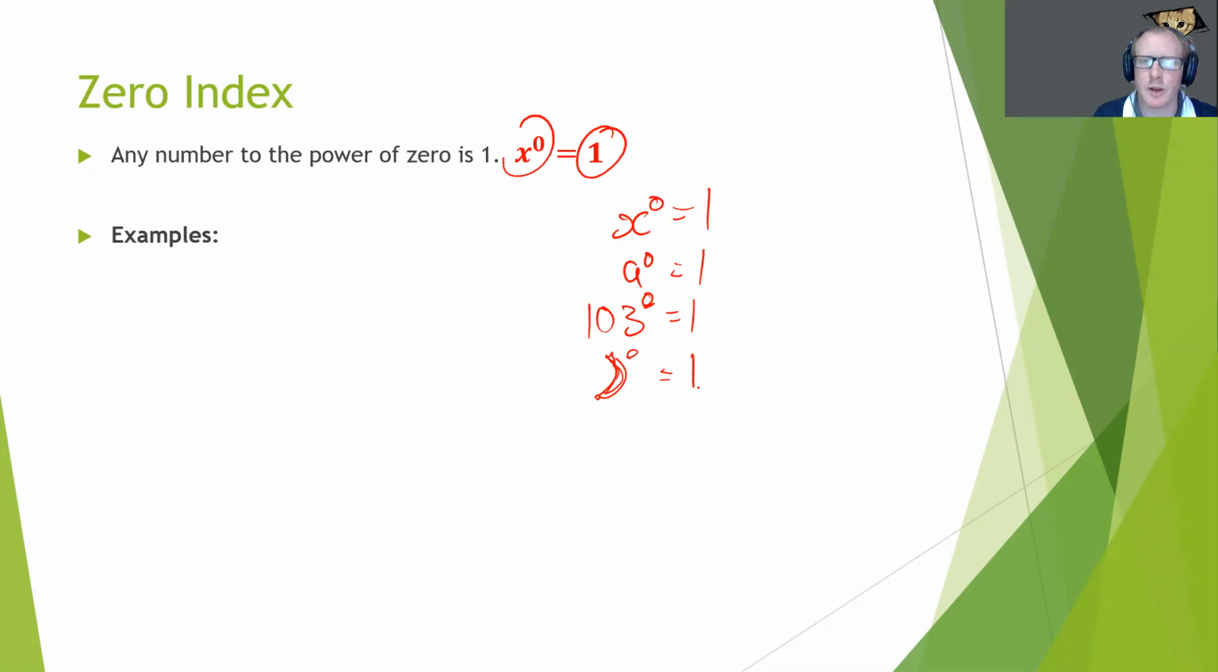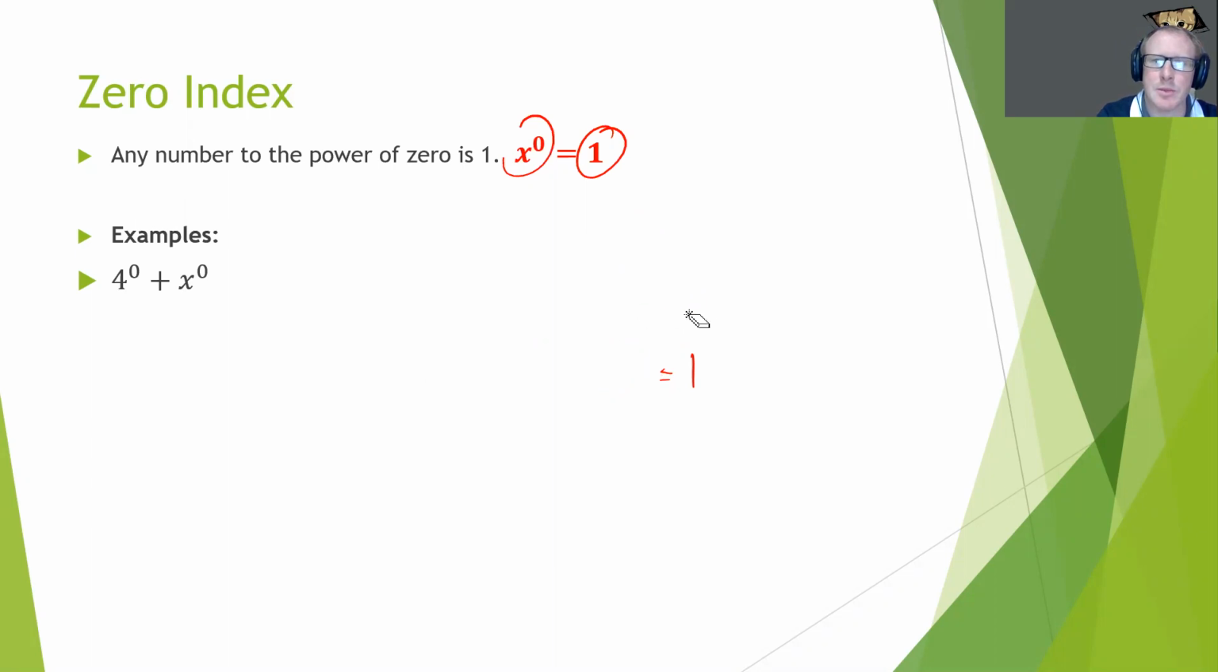Okay, so if we've got 4 to the power of 0 plus x to the power of 0, well, they're both anything, yeah? So this 4 to the power of 0, that's just 1. X to the power of 0, that's just 1. So the answer is just 1 plus 1 is 2. Now, this here, that's 2 times something to the power of 0. So that's 2 times 1, which is just 2.